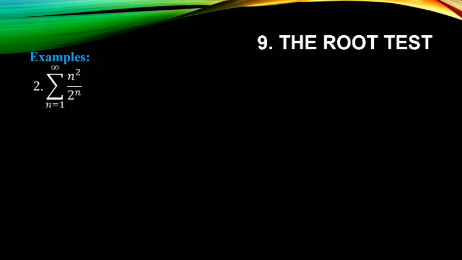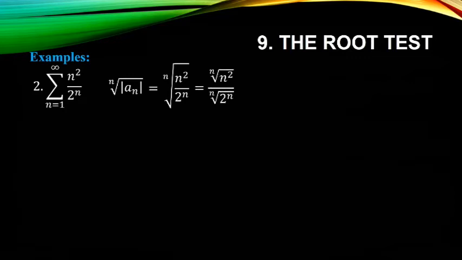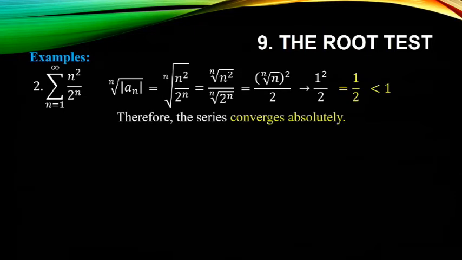Example number 2, the summation of n squared over 2 raised to n. So the nth root of the absolute value of a sub n is equivalent to the nth root of n squared over 2 raised to n. And we can distribute the roots on both numerator and denominator. And the denominator would be 2 only. And by manipulating the roots and the power on the numerator, we can have the nth root of n quantity raised to 2, which approaches 1 squared over 2, and it is equal to 1/2. And that is less than 1, therefore the series converges absolutely.